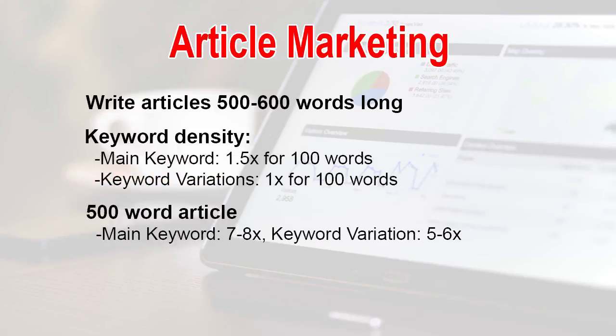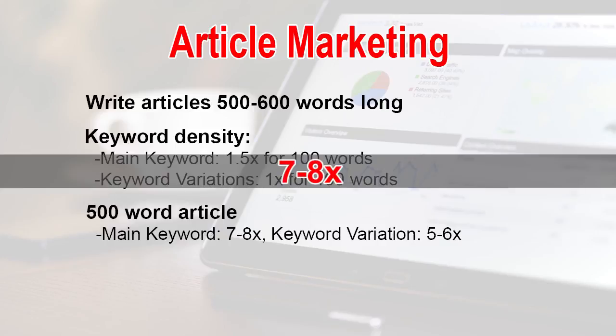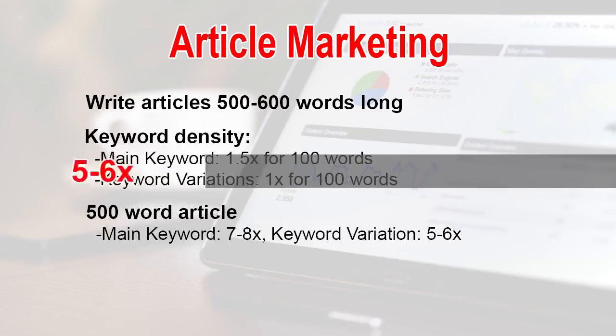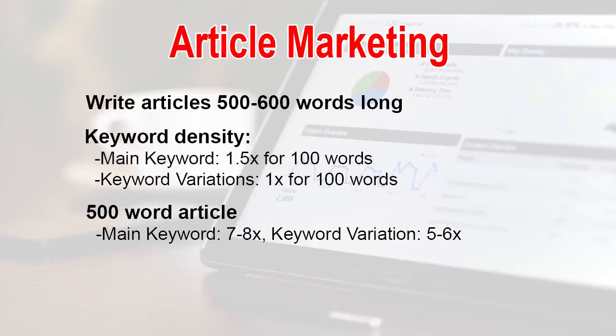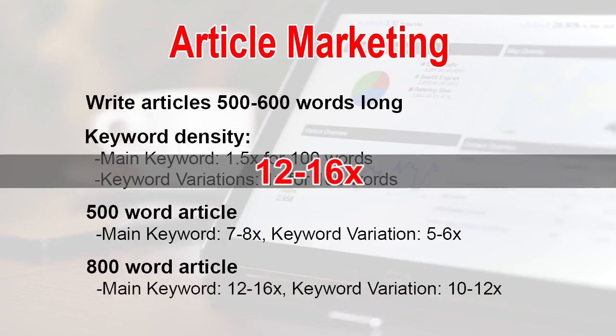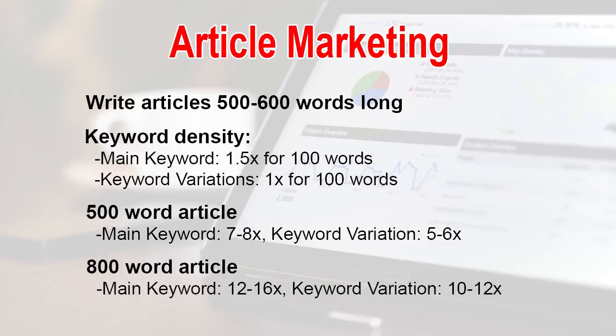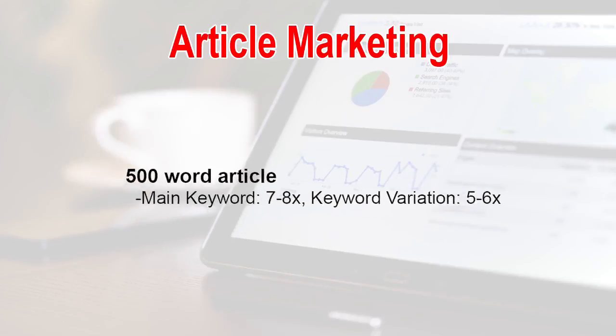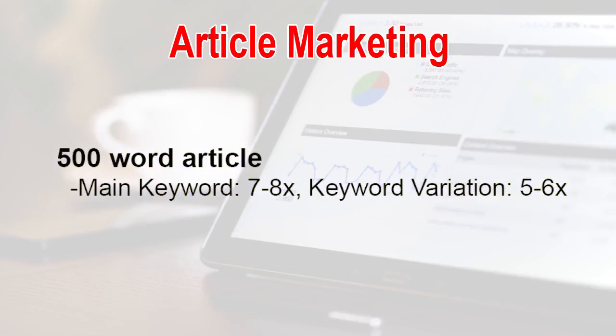So for instance, in a 500-word article, you should have your main keyword in there 7 to 8 times, and your keyword variations an additional 5 to 6 times. Not 5 to 6 times each, 5 to 6 times total. So in a 500-word article, you're going to have somewhere between about 12 to 14 keywords and keyword variations total in that article. No more than about 12 to 14 times throughout the article. In an 800-word article, the main keyword's about 12 to 16 times, and your keyword variations would be 10 to 12 times. And you'll see as we start building out these articles what I mean by that. But write this down. It's very important, and this is the one that you're normally going to try to hit right here. 500-word articles: main keywords 7 to 8 times, keyword variations 5 to 6 times. That's normally what I usually go after.